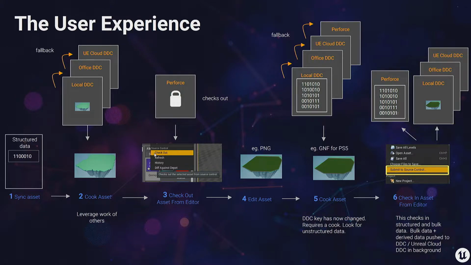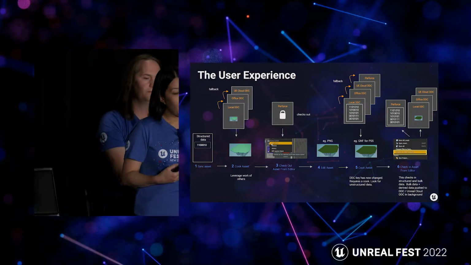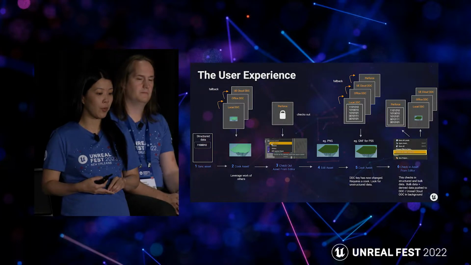From there, let's just say you've seen the game, you want to make some updates. Maybe you want to make that island a different tint of green. You would then proceed to check out the asset like you normally would, and then from there make the updates that you want to. At that point, you're going to go and attempt to cook that asset to get it ready for your target platforms.